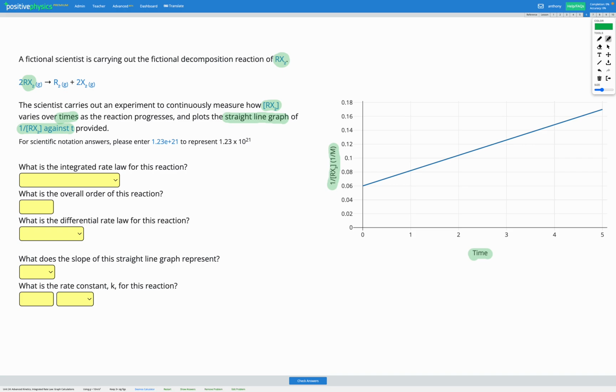So our goal is to figure out what is the integrated rate law for this reaction, what's the differential rate law, what's the order, and then to calculate the rate constant using the slope. So first let's figure out which rate law this is. We've got 1 over the concentration of Rx2 on our y-axis. So let's head to our reference sheet.